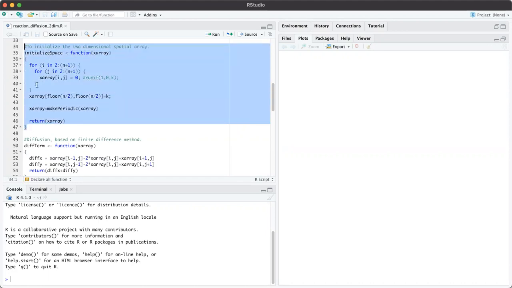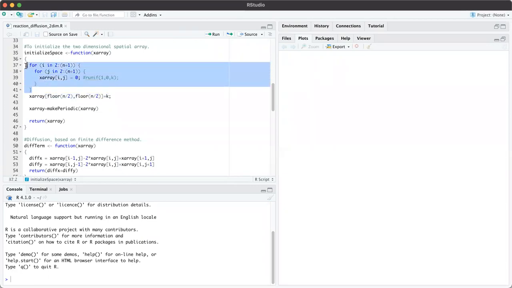And then this function gives some initial values. Specifically, it gives 0 for all values in this specific case. I think it gives a non-zero value for only one location. Only one grid has a value of k. Every other grid has a value of 0. So this is like introduction of a species in one location in the landscape. In fact, I'm introducing it at n by 2 and n by 2, which is the center of the entire spatial grid. That's what we are doing here. So this is initializing the space.